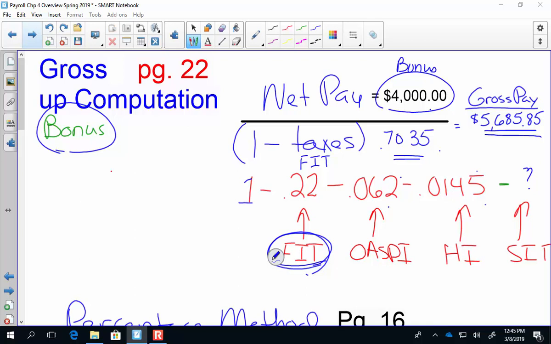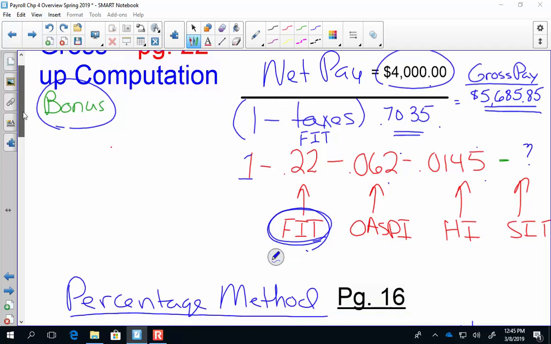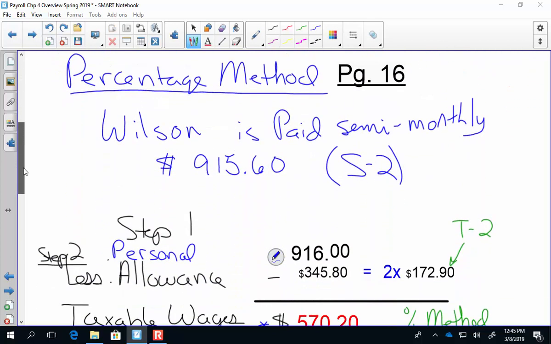So you'll have some practice with these types of questions in your exercises. Be ready for this computation as well on the test. Another computation you'll have to do in the chapter, as well as on the exam, is the percentage method for federal withholding purposes. So I'm jumping backwards a couple pages to the percentage method.